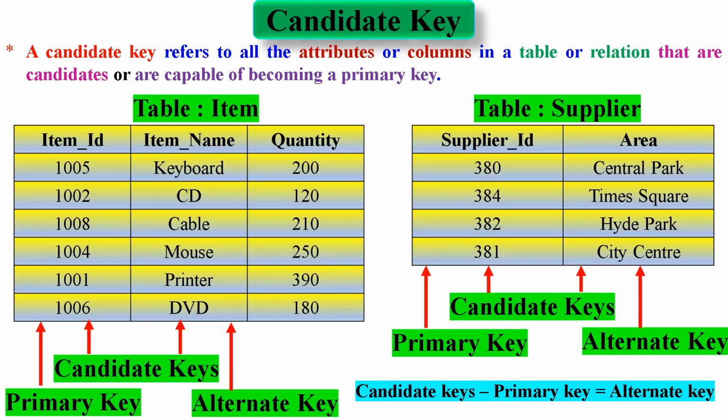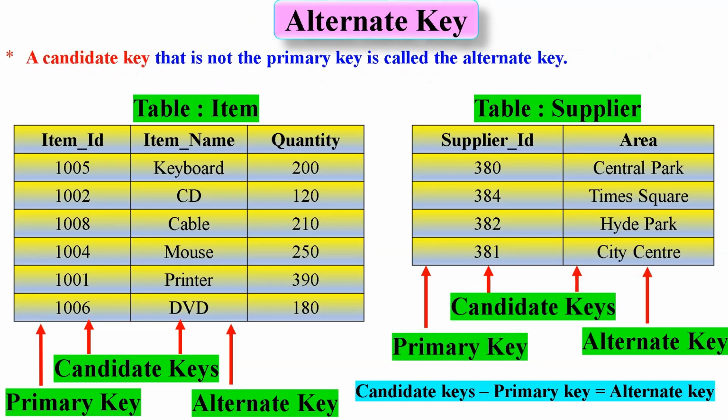Now, look at the table item. Here item_id and item_name are the candidate keys. Out of these keys, item_id is the primary key and item_name becomes the alternate key. In the same way, in the case of supplier table, supplier_id and area are the candidate keys. Supplier_id is the primary key and area becomes the alternate key. Thus the equation: candidate keys minus primary key equals alternate key.